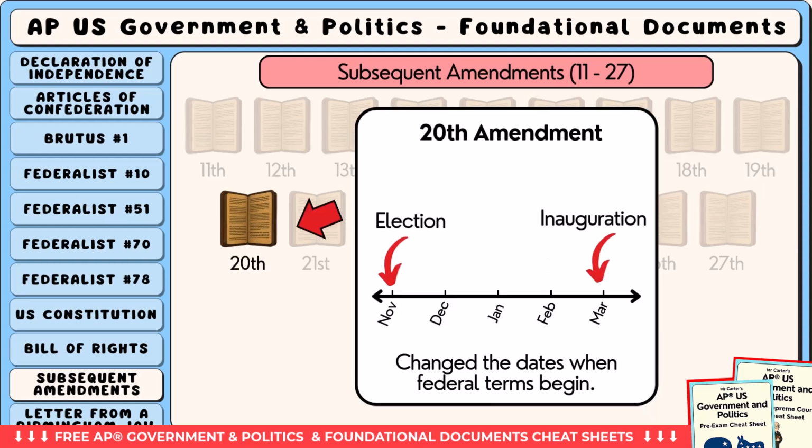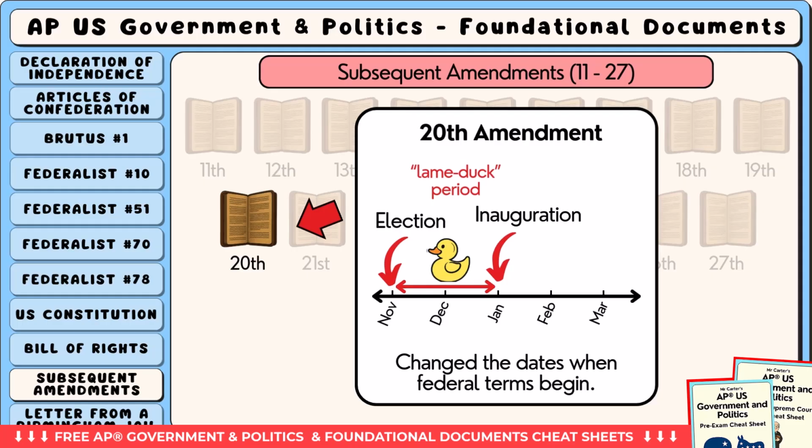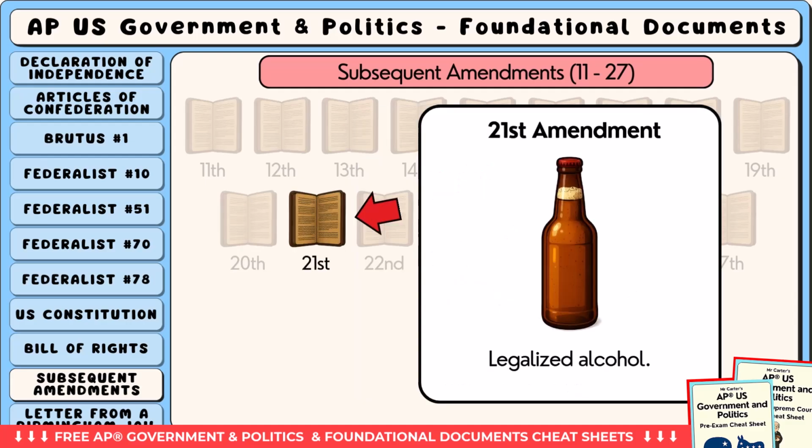The 20th Amendment changed the dates when federal terms begin. It moved the presidential inauguration from March to January and shortened the lame duck period, which is the period of time when outgoing officials still hold office after losing an election. The 21st Amendment repealed the 18th Amendment and ended Prohibition, legalizing alcohol again.